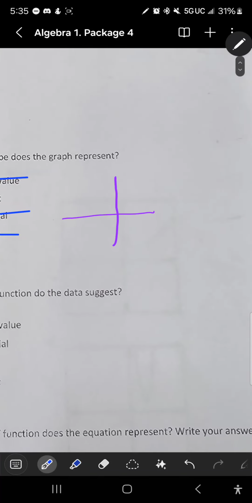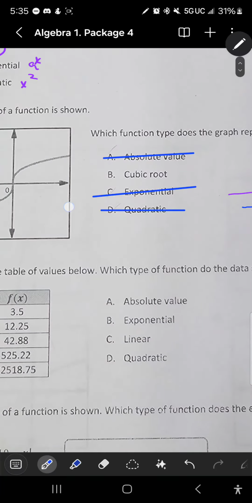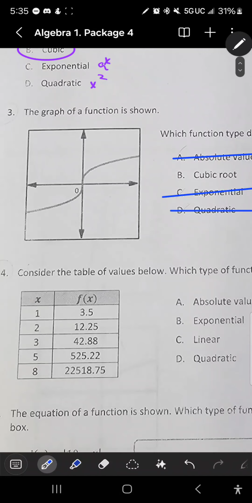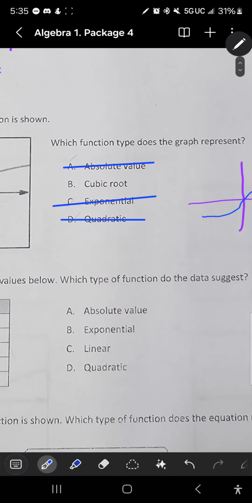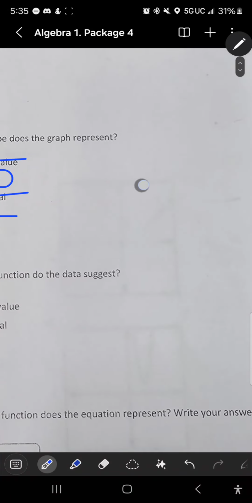Then a cubic root is like this, which is exactly the graph we are seeing here. So that's our answer. Now, another way to do it is actually graphing the equation.